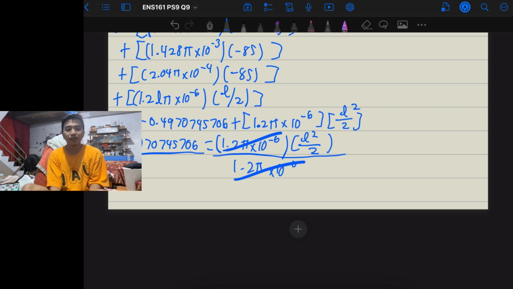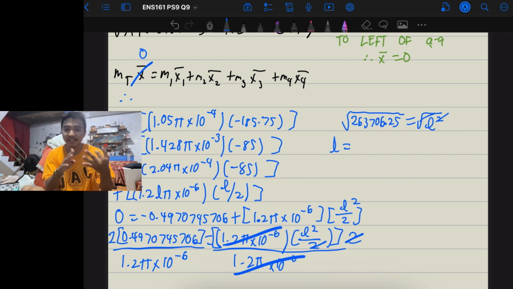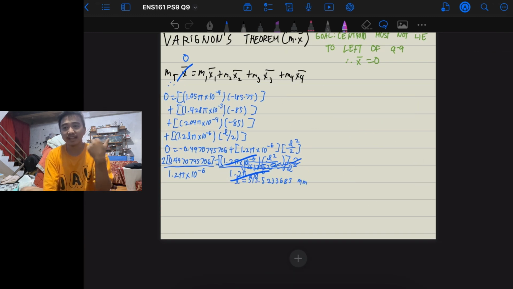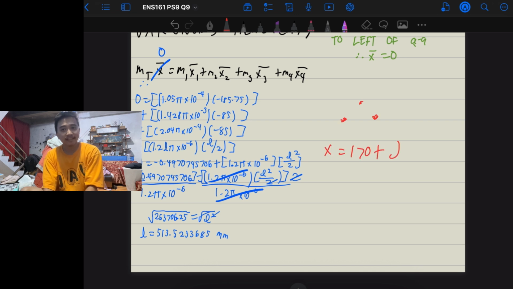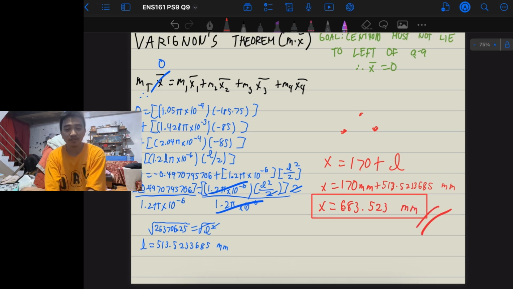So make sure you get the setup and coordinate system, you get the properties of the components, and after that is the calculation of mass, and there we go. We got its length, but x is equal to 170 plus the small letter l, and the final answer is 683.523 millimeter.